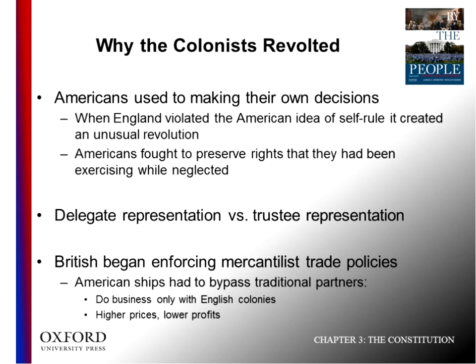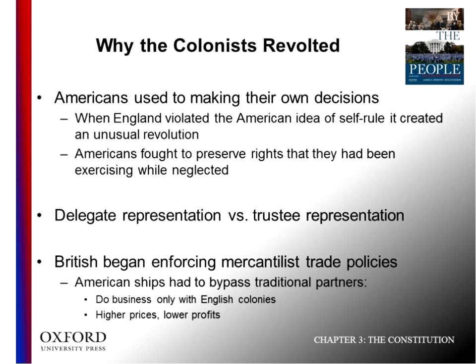Now interestingly enough, from the British point of view, they never really thought that the voters' wishes needed to be taken into account. They believed in what they called trustee representation, that representatives do what they regard as being in the best interest of the voters. In other words, you elect these folks, they go to Parliament, and then they make the best decisions possible. It may not necessarily be what the people want, but it might be what's better for the nation overall.